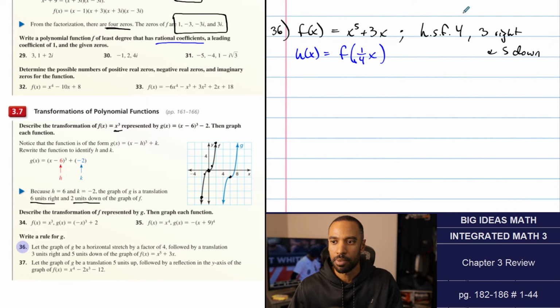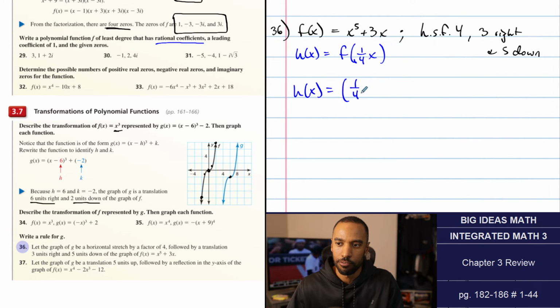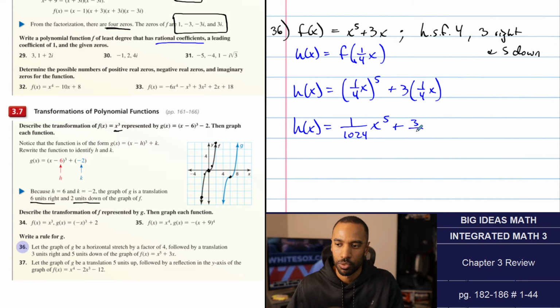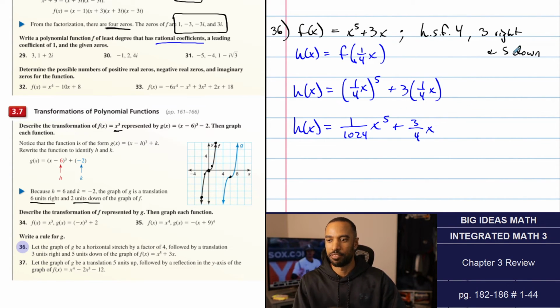That means, and this is going to be no fun for any of us, this is a very mean problem. That means for this, actually this isn't an expansion, so it's okay. It's just kind of still fractiony. We're going to take 1/4 x, substitute it for x, raise it to the 5th power, plus 3 times 1/4 x right here. And in standard form, that means that this will now look like 4 to the 5th power is 256. No, is 1024. So now we have 1 over 1024 x to the 5th plus 3/4 x. So just kind of strange.